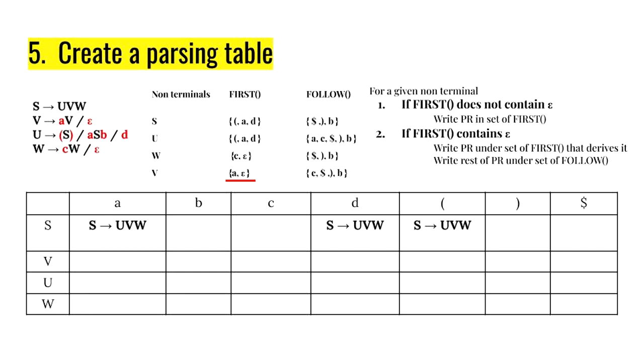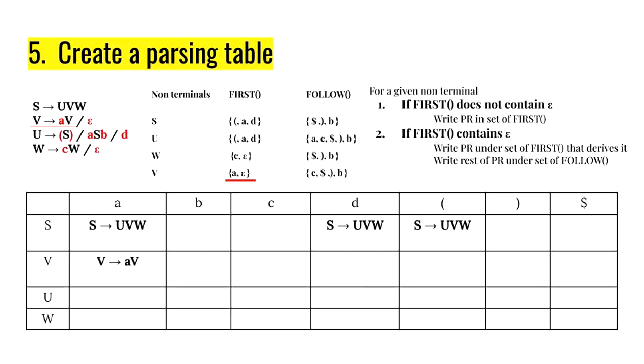Now look at first of V. V has two production rules. First of V contains epsilon. The production rule that can derive the terminal A is V derives AV. So we will write that production rule under the column of A. Now because of the epsilon, we will focus on the follow of V. If the first of any non-terminal contains epsilon, then write the production rule under the set of first that derives it and write the rest of production rules under the set of follow, that is C dollar closing bracket and B. So we will write V derives epsilon under the columns of B, C, closing bracket, dollar.